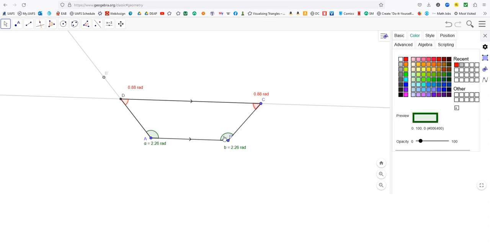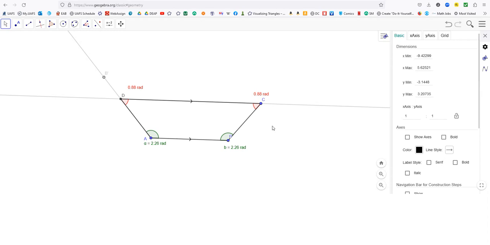Well, since these two are congruent, this one, C, is going to be supplementary to this. So we have opposite supplementary angles, and that's going to make these two congruent as well. So if you get one pair of base angles congruent, you're going to get the other pair of base angles congruent, true on a trapezoid. All right, so we have some congruent angles there.